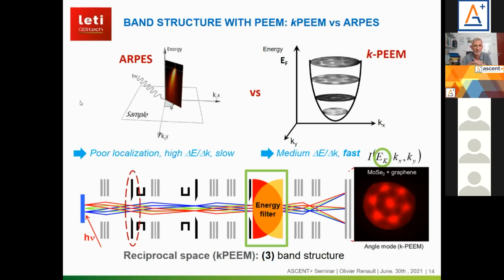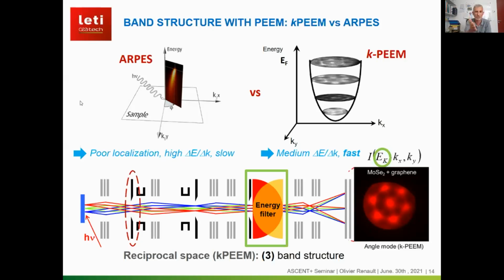This provides a fairly poor localization. You don't have any kind of lateral resolution with this mode. However, you have a very good energy and momentum resolution, but it is intrinsically slow because you have to rotate the sample each time and then acquire a spectrum.